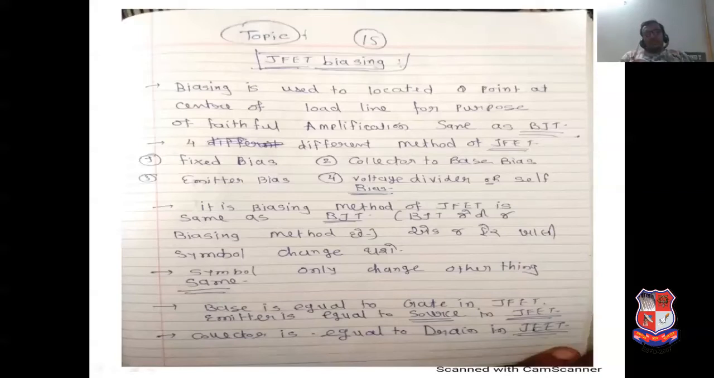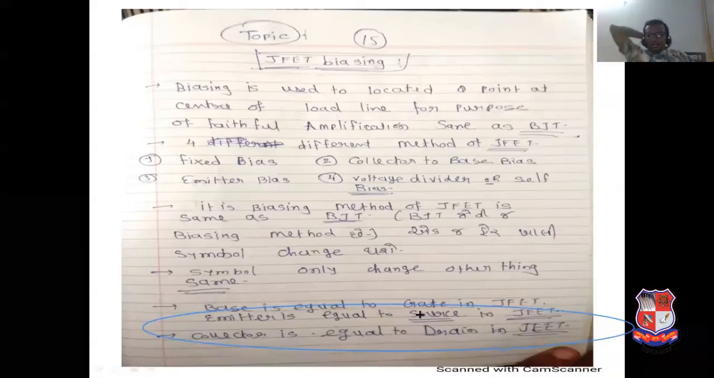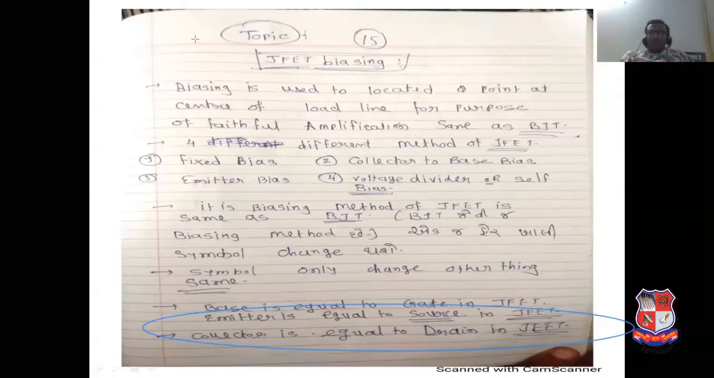What is the concept? See this. Base is equal to gate in JFET, emitter is equal to source in JFET, collector is equal to drain in JFET. That's why just the symbol is changed. Don't do anything, just change the symbol of JFET.